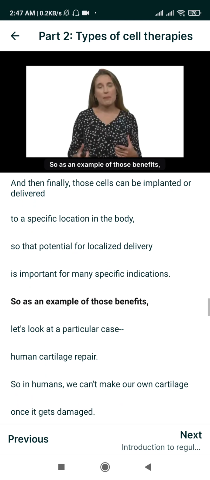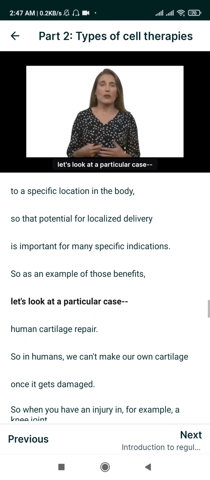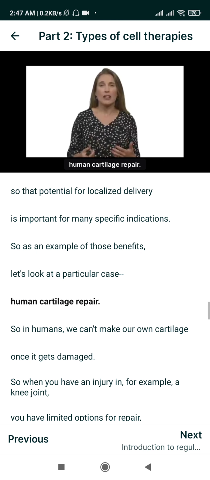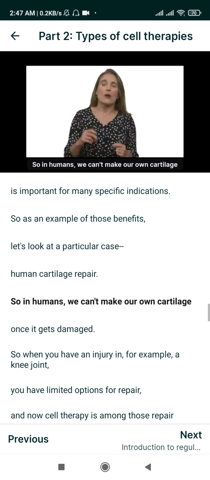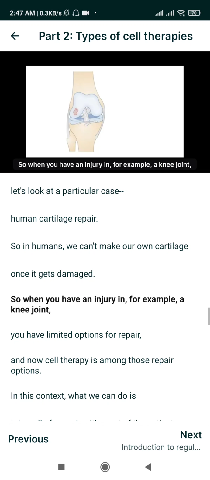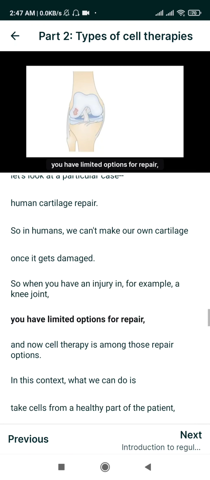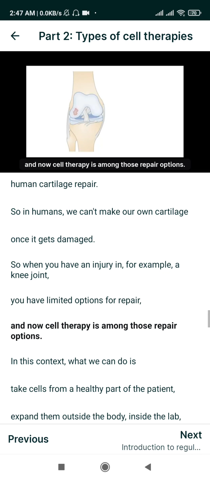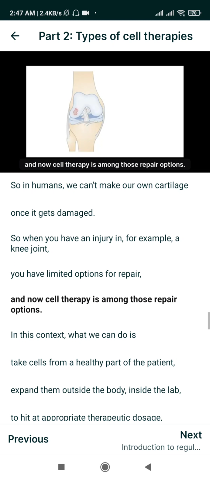So as an example of those benefits, let's look at a particular case, human cartilage repair. So in humans, we can't make our own cartilage once it gets damaged. So when you have an injury in, for example, a knee joint, you have limited options for repair. And now cell therapy is among those repair options.